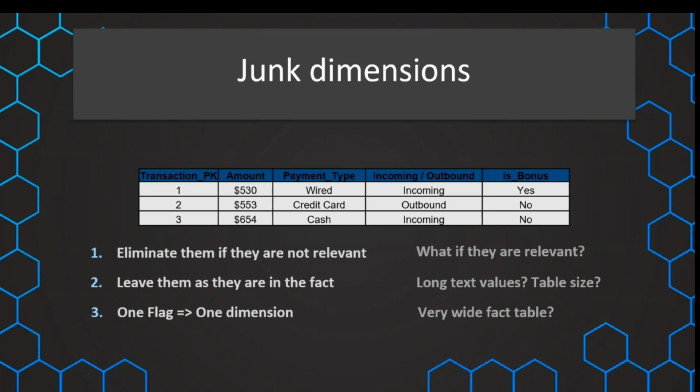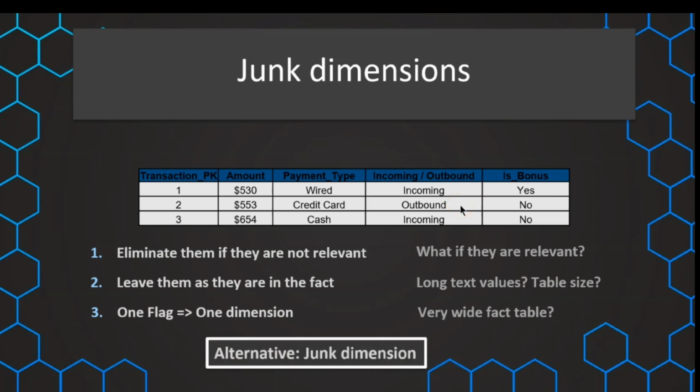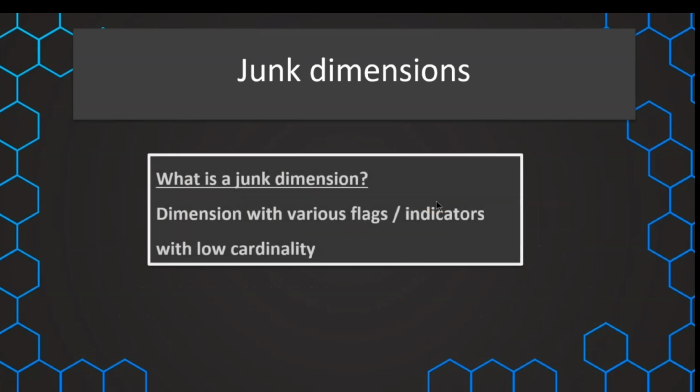And therefore, we can go with an alternative, and that is to create a so-called junk dimension. So first of all, what is a junk dimension? A junk dimension is basically a separate dimension that contains various flags or indicators.